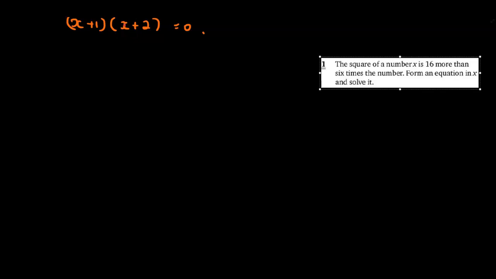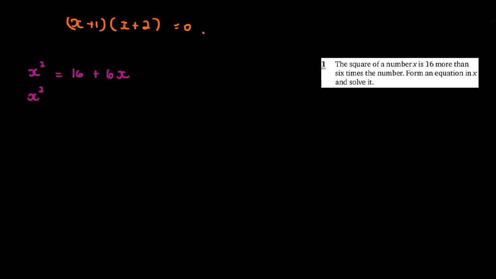So the solution to this question: the square of x is already x squared. This is 16 more than 6 times the number. So you have x squared is equal to 16 plus 6x, and that is your equation.